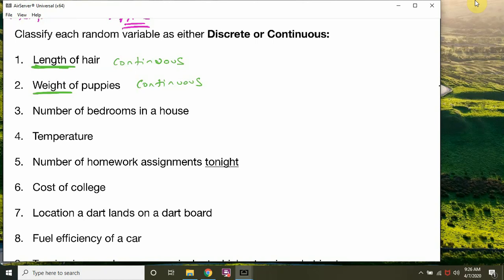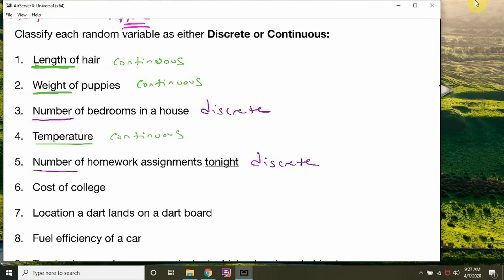The number of bedrooms in a house, well, that's something we count. That's going to be discrete. Temperature is something we measure, continuous. The number of homework assignments given tonight, well, again, the number of anything is going to be discrete. You can only have certain values. You're not going to get 1.5 homework assignments tonight.